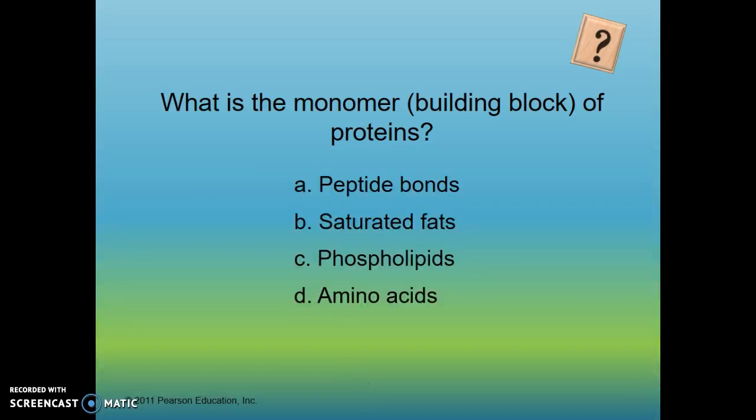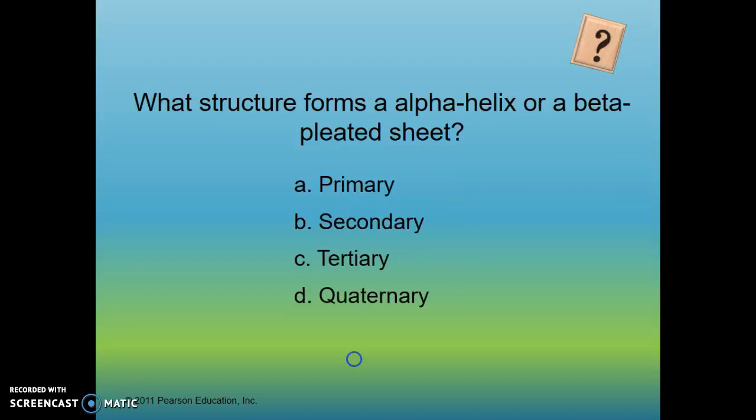What is the monomer or building block of proteins? That's amino acids. And the name of the bond that builds those proteins is the peptide bond. What structure forms an alpha helix or a beta pleated sheet? Secondary structure.